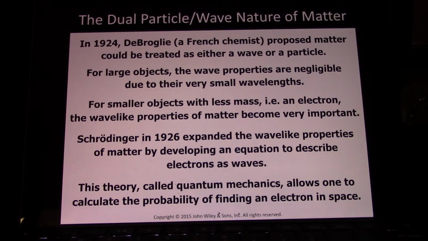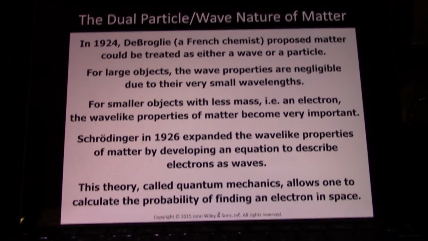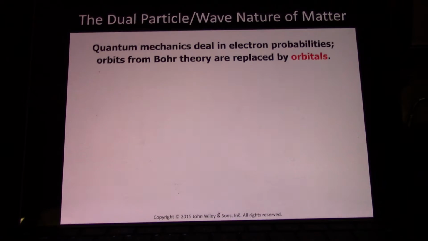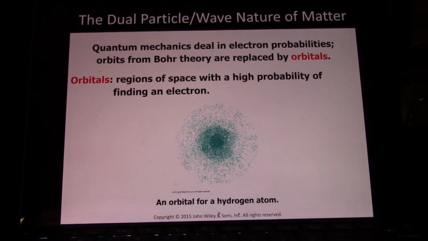Schrödinger expanded on this in 1926 and came up with mathematical wave functions that describe electrons as waves. And so this theory of quantum mechanics allows one to calculate the probability of finding an electron in space. Quantum mechanics is an interesting theory. Everything is in probabilities. And it was extremely useful. There's a lot of things in chemistry that can't really be described accurately in any way besides with quantum theory.